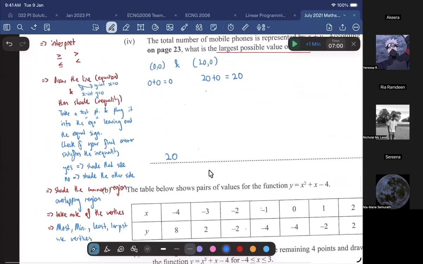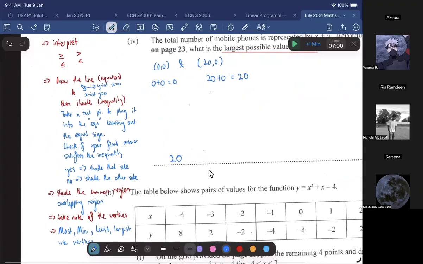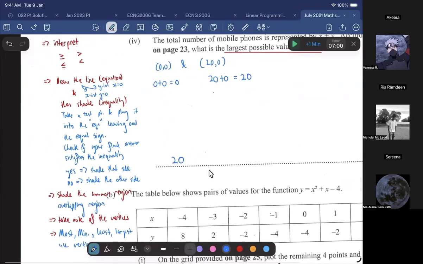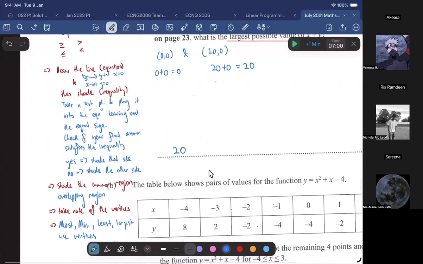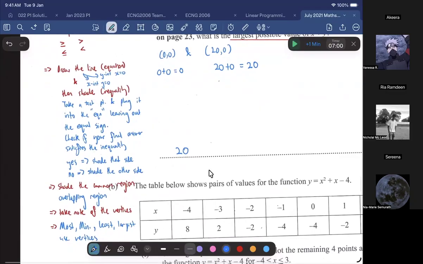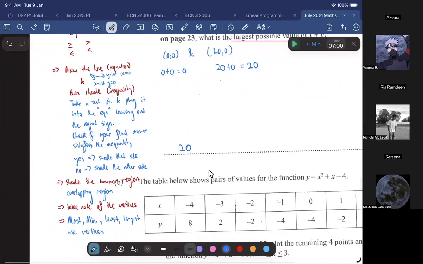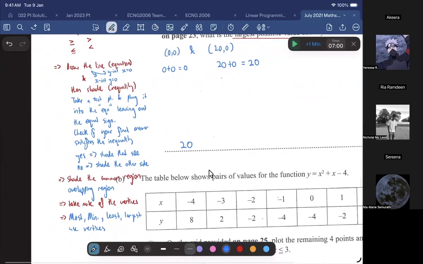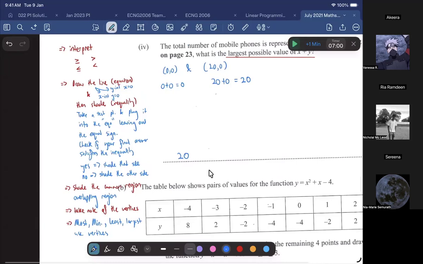So you had to interpret it, draw the line, then shade the correct side. Then you need to find the common region, take note of the vertices, and plug them into the last question where they're asking you most, min, least, largest. And you get your full marks for your linear programming question. Are we okay with the linear programming questions? Yes, sir.